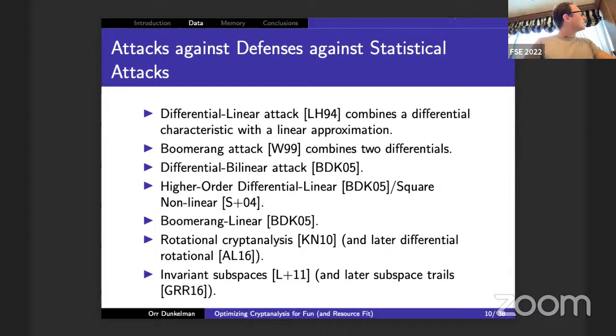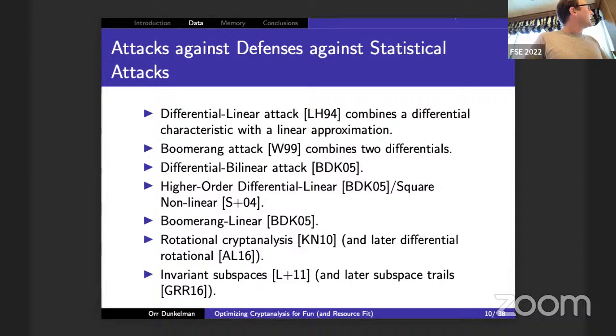Later on, Wagner introduced the boomerang attack. We heard about it yesterday. I'm going to discuss it in a bit more detail. So you can combine two different differentials. There is even differential-bilinear attack, actually bilinear cryptanalysis by Courtois from Crypto 2004. It is a very nice tool against stream ciphers, but you can combine it, of course, with differential cryptanalysis. And there is the higher-order differential-linear attack, which also has a different name, square-nonlinear, by Shin et al. The boomerang-linear attack.